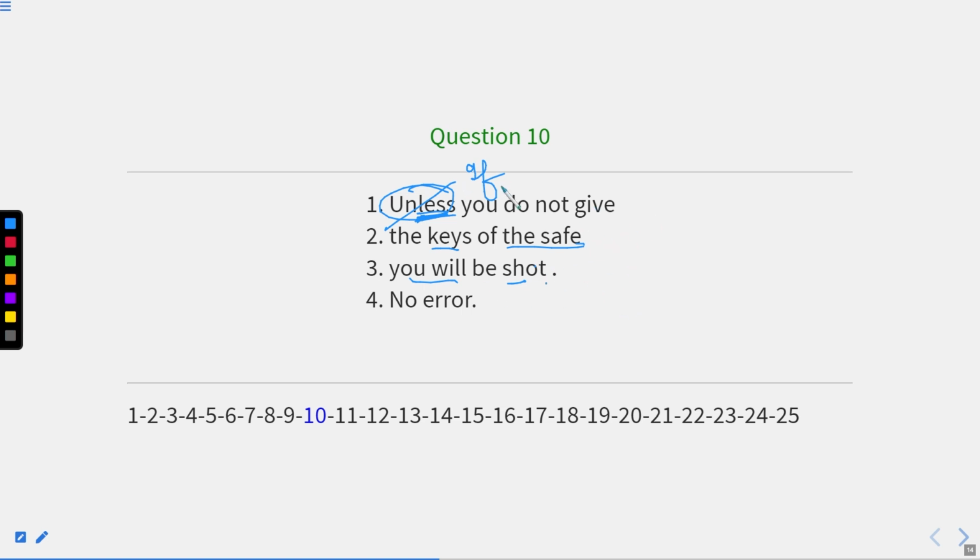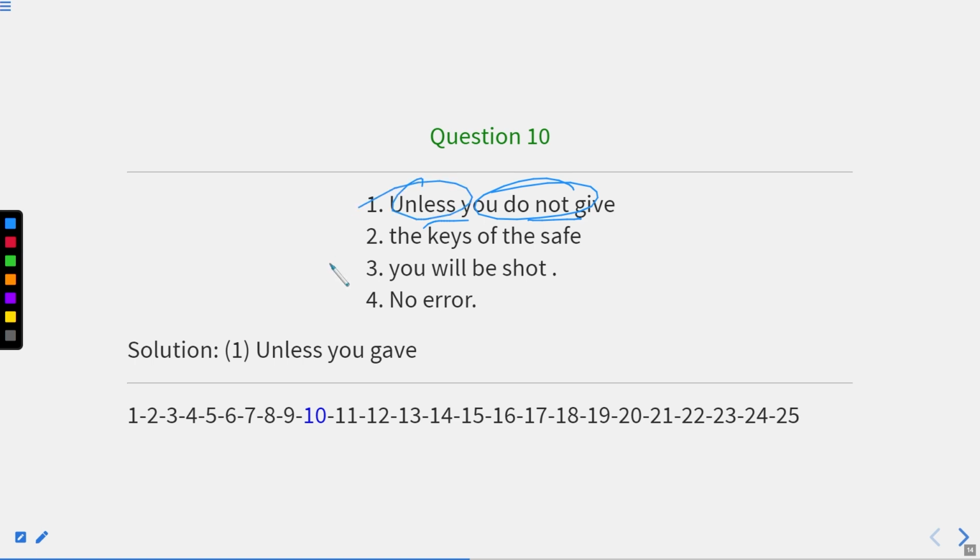Because if I remove this do not from here, then the sentence will be incorrect again. Why so? If I say unless you give the keys, that will make the sentence wrong according to the sense of the sentence. So here the correct word to be used should be if. So here the answer will be the first part. Now obviously you need not rectify it. You just have to say which part contains the error, and simply this first part contains the error. But we know well that unless cannot be used with not. So these two concepts are incorrect over here. So our answer is the first part.